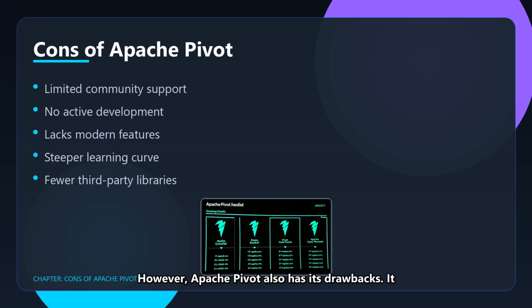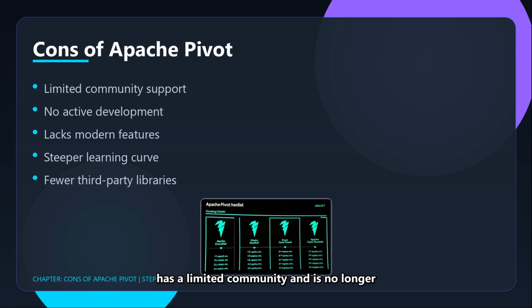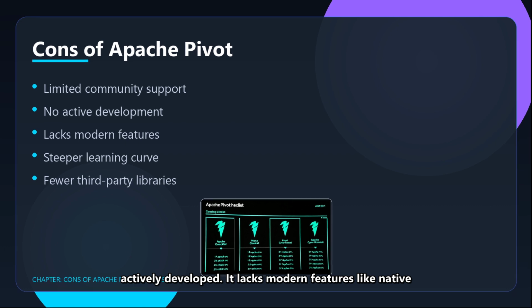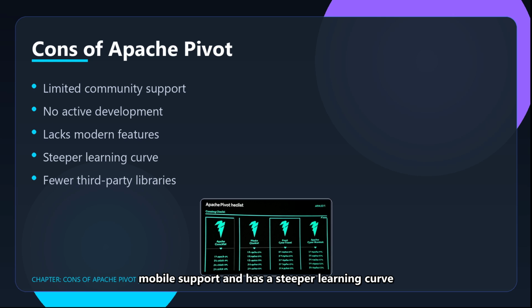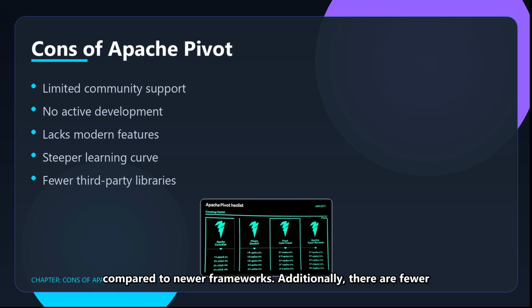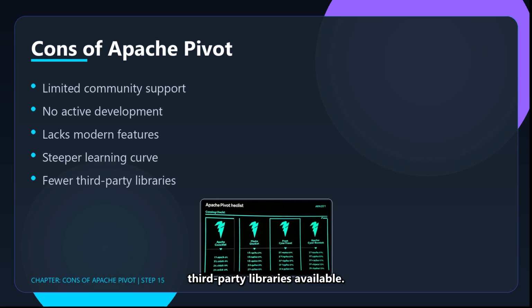However, Apache Pivot also has its drawbacks. It has a limited community and is no longer actively developed. It lacks modern features like native mobile support and has a steeper learning curve compared to newer frameworks. Additionally, there are fewer third-party libraries available.